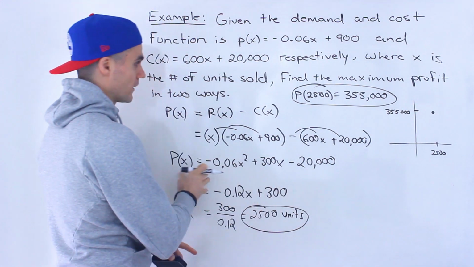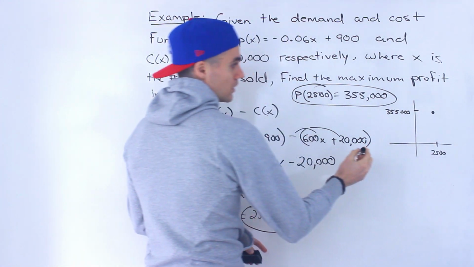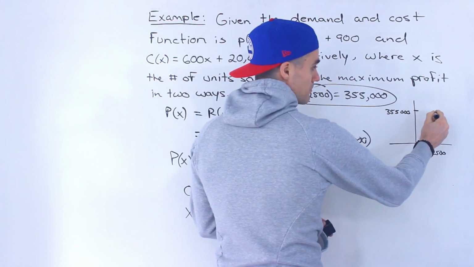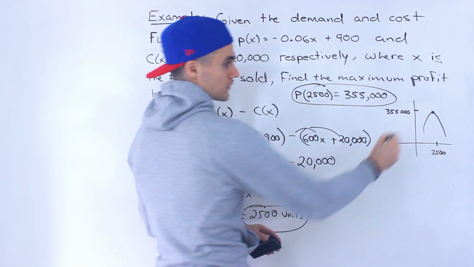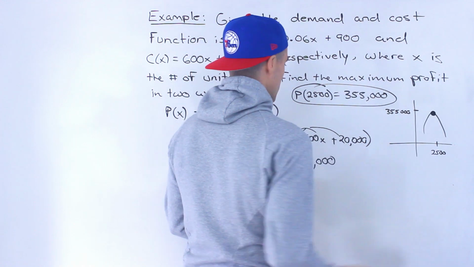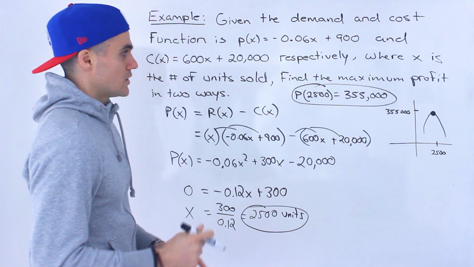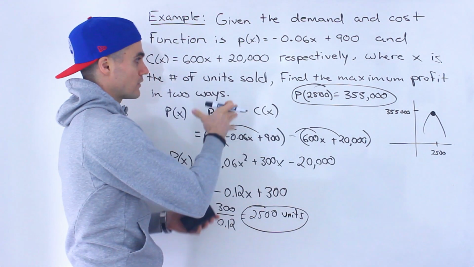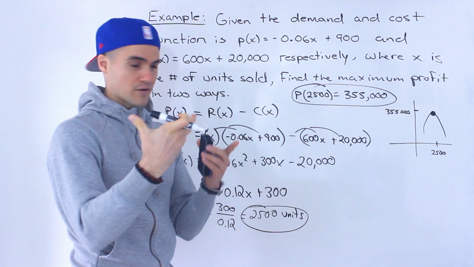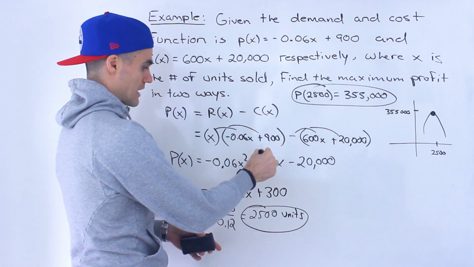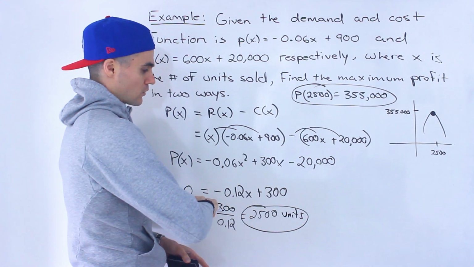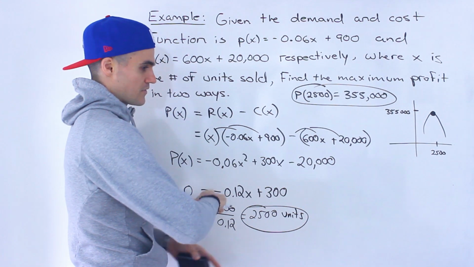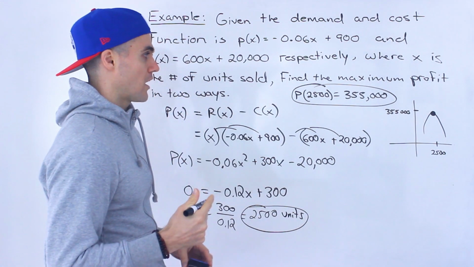We're not trying to figure out when the profit equals 0. We're trying to find out when is the max profit. So it would look something like that, right? And that's where that vertex is going to be located. So that's one way to do it. You can combine the revenue and the cost function, revenue minus costs, and then get a profit function, and then figure out the maximum value of that profit function.